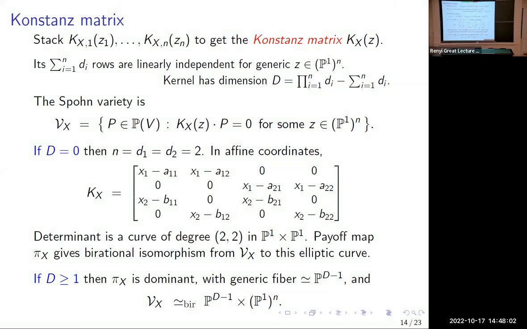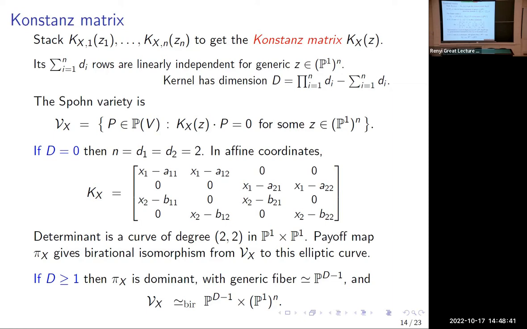So if D is 0, that can only happen if I have two numbers and they're both 2. In this case, the Konstanz matrix in affine coordinates is this 4x4 matrix. The determinant is a curve of degree (2,2) on the two lines. x1 is an affine coordinate on this payoff line. That's the expected payoff for the first player. x2 is the affine coordinate on the second line. But now the payoff map gives a birational isomorphism from this elliptic curve from Vx to this elliptic curve.